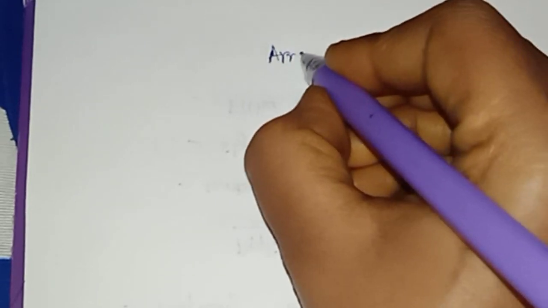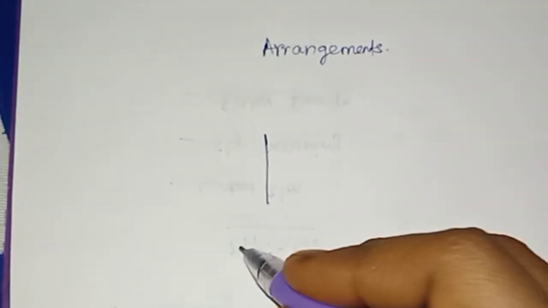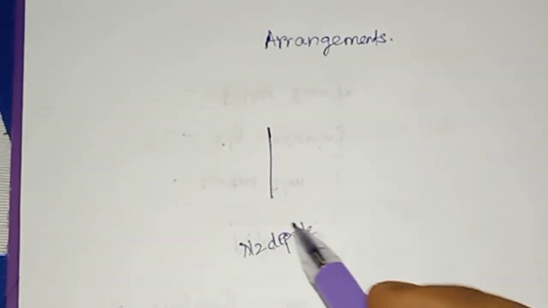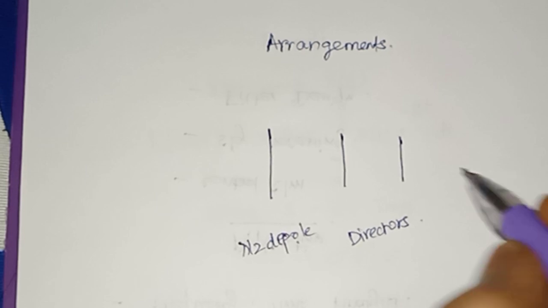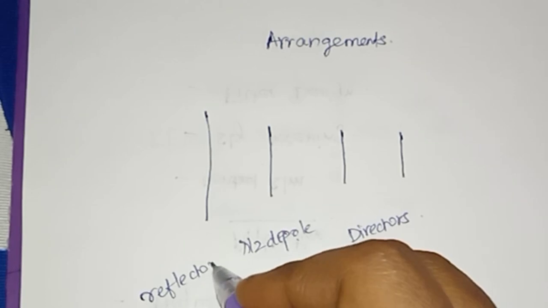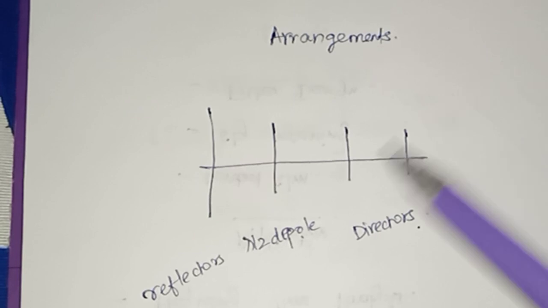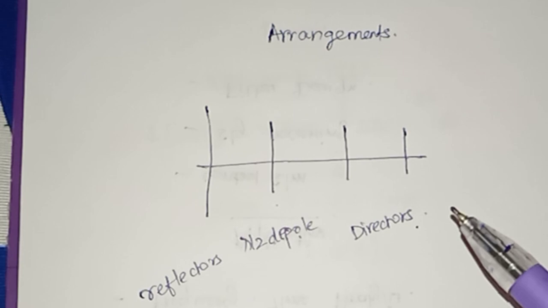Next, arrangements. It is the most important part here. In this arrangement, firstly the active element, that is the half-wave dipole, is placed. Next to the active element, the directors are placed. The reflector is placed behind the active element. What are the elements? Half-wave dipole, reflectors and directors. These are the elements.